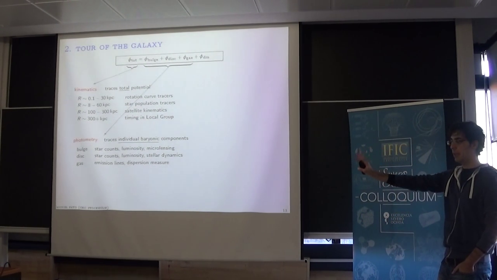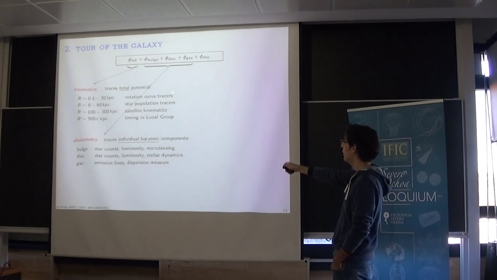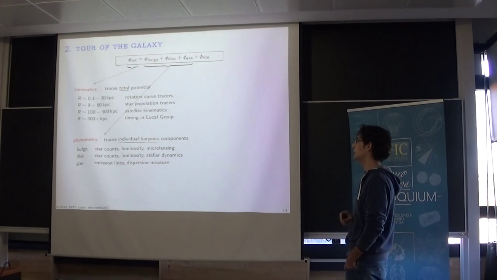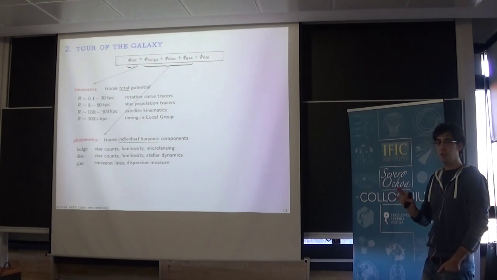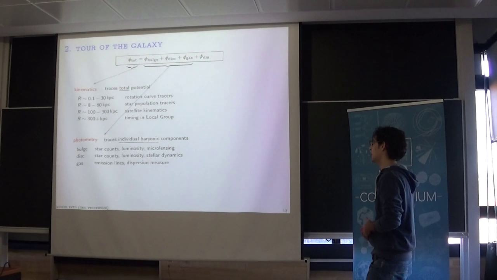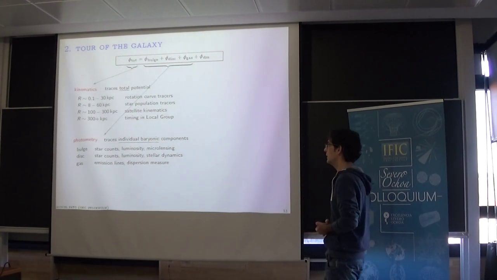And then we have what I call here generically photometry that will trace the individual baryonic components, so the first three terms in this equation over there on the right-hand side. And here you have star counts, luminosity maps, microlensing in the case of the bulge, emission lines in the case of the gas, and so on.